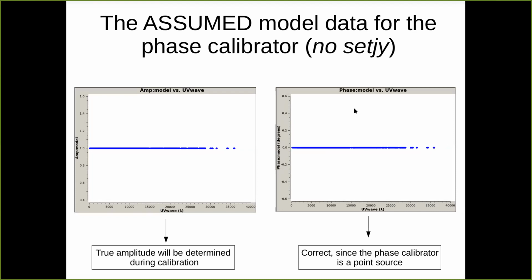If you do not run setjy for any of the sources, then CASA will assume that that particular source has a flux density of 1 Jansky and a phase of 0. So this is the assumed model data for the phase calibrator, since I did not run setjy, because of course I don't know its spectrum. And this is actually correct because we already know that this is a point source, hence it will have a 0 phase like this. But whether the true flux density is 1 Jansky or not, we'll actually find out at the time of calibration.